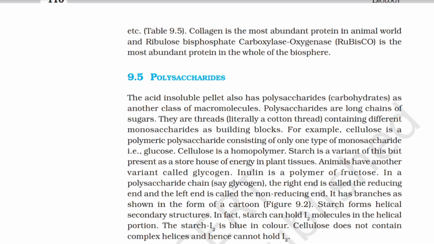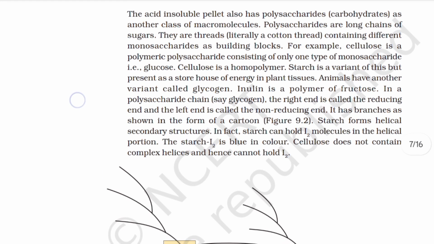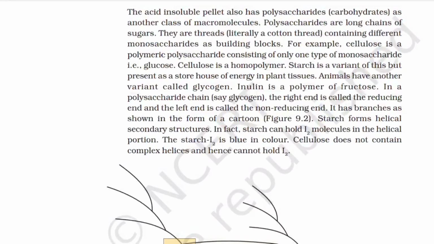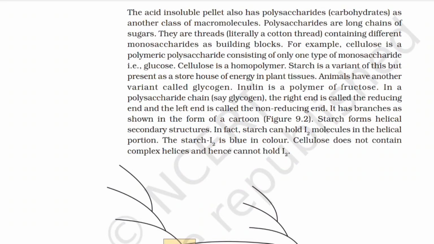9.5 Polysaccharides. The acid-insoluble pellet also has polysaccharides, carbohydrates being another class of macromolecules. Polysaccharides are long chains of sugars. They are threads, literally like a cotton thread, containing different monosaccharides as building blocks.